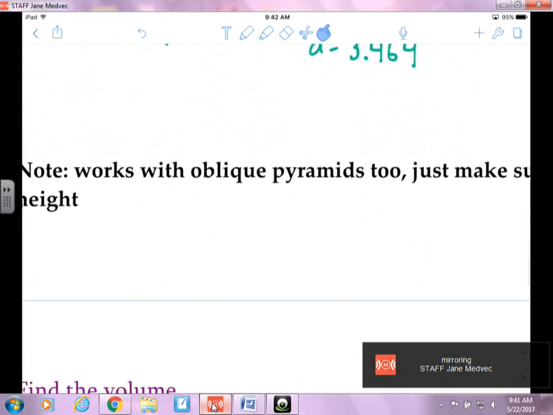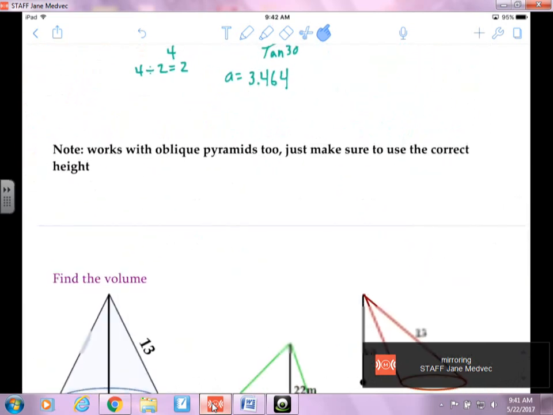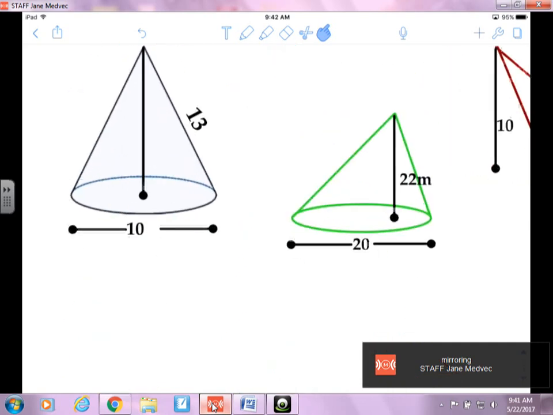One note, all these formulas work if your pyramid is a right pyramid, meaning straight up and down, or it's oblique. And remember, oblique means that they're tilted a little bit. But you should get the same formula, same process. Okay, let's take a look at the volume of a cone.